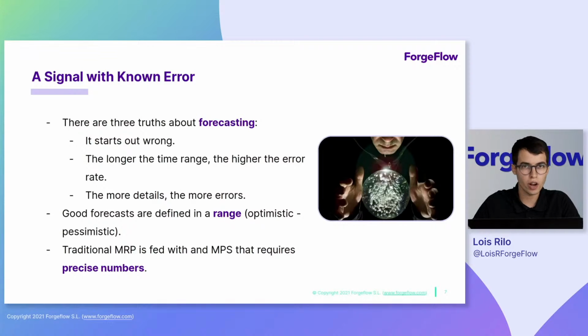The more details, the more errors. We have a lot of combinations, a lot of SKUs, and doing a forecast for each of them individually is really difficult and makes the error increase. Also, take into account that good forecasts are defined as a range from optimistic to pessimistic, but in traditional MRP, in traditional planning tools, we feed the MPS, the master production schedule, with precise numbers. We need a number, while we have a forecast that is wrong and defined in a range, and we enter into the system an exact number that is absolutely wrong from the beginning.